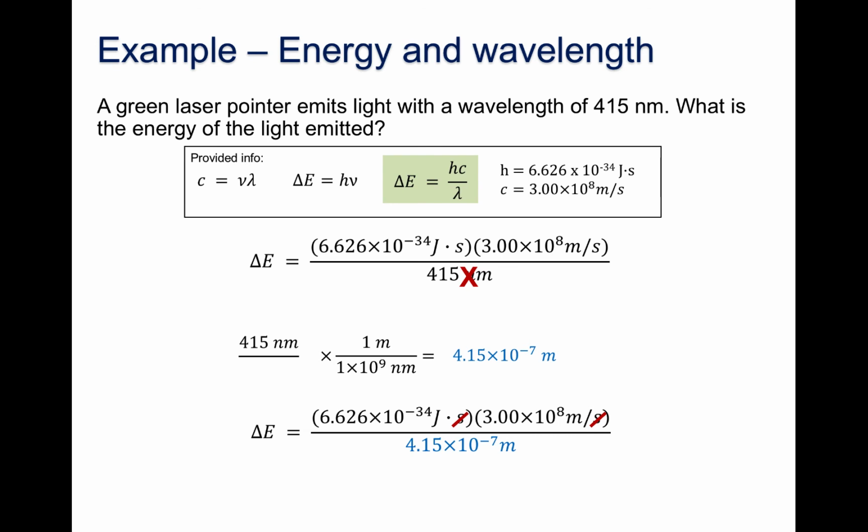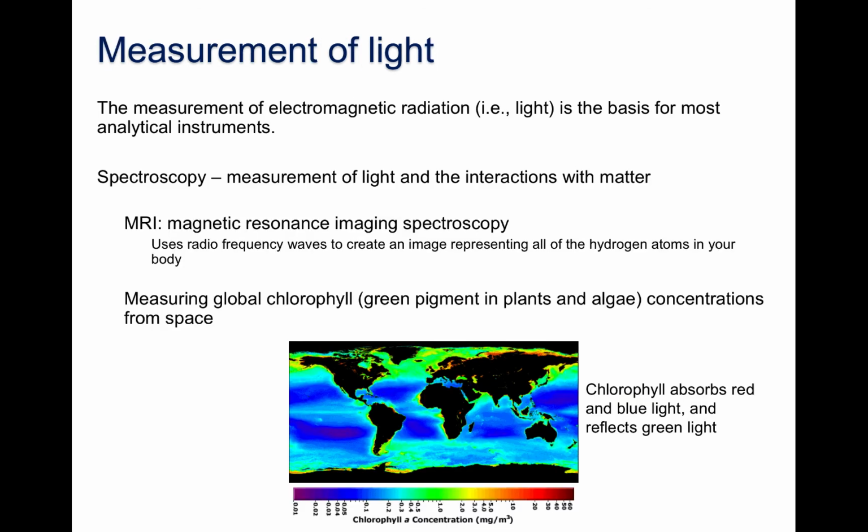You can see here that those seconds will cancel out, these meters will cancel out, and then you're left with a value that is expressed in joules. 4.79 times 10 to the negative 19 joules is the amount of energy associated with the green light in the laser pointer. So how are these light measurements useful to us?